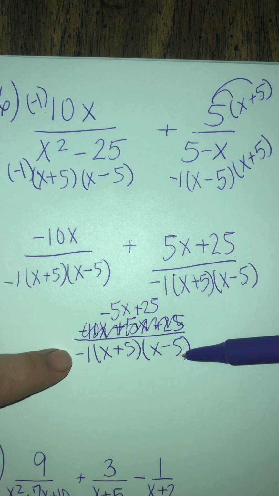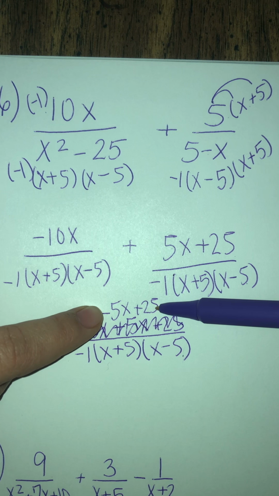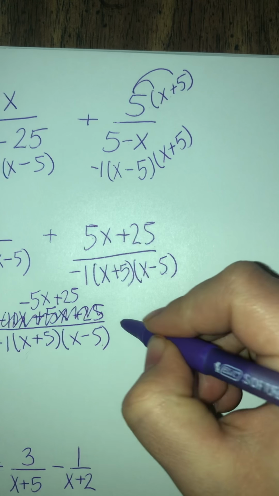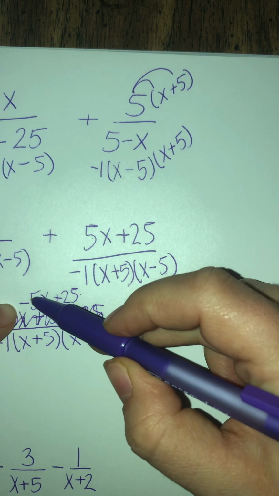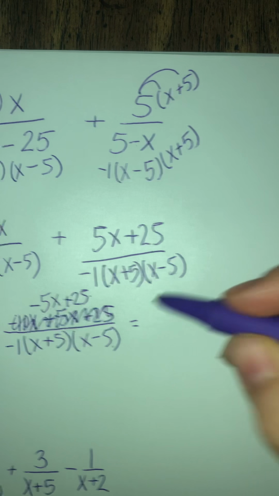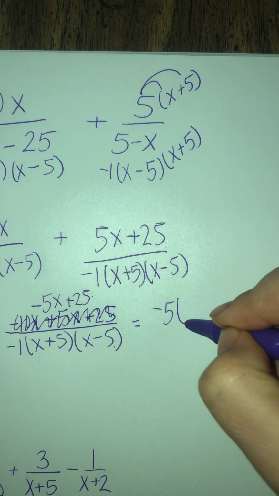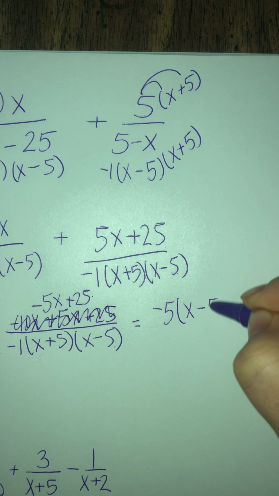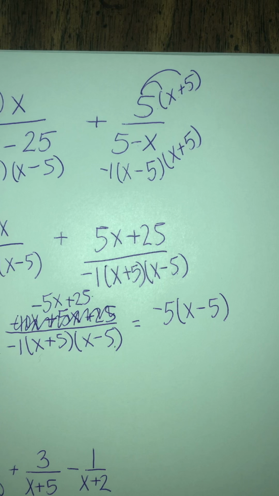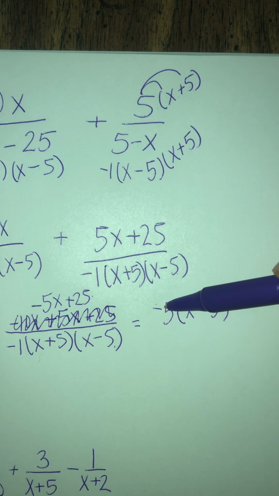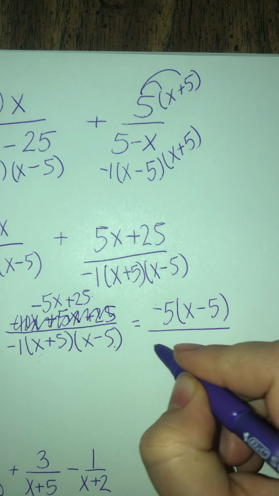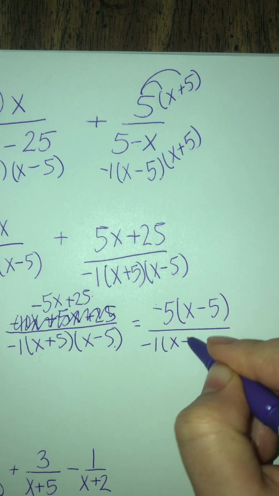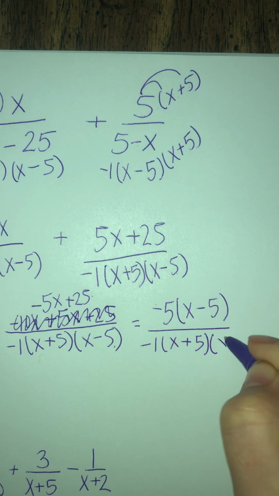The bottom is already broken up. We're going to have to re-break up the top. So our top, if I look at it, shares a 5, and in this case, I might even want to pull out the negative, okay? If I do that, I'm left with that. Double check your math. Negative 5 times x, negative 5x. Negative 5 times negative 5, positive 25. And that's all over the bottom, which we have done nothing to this entire time.